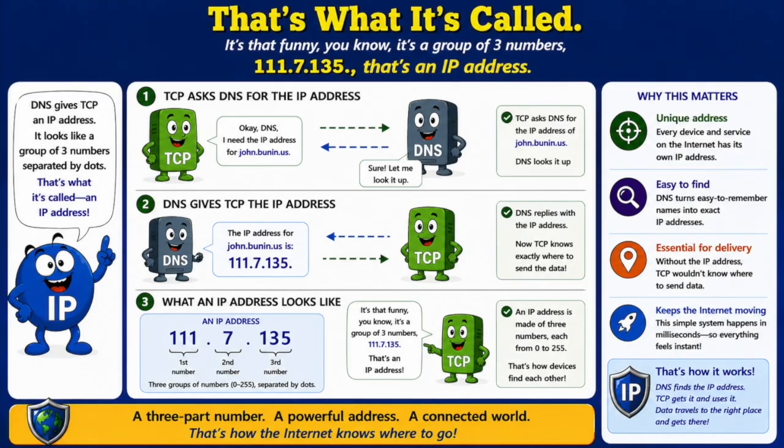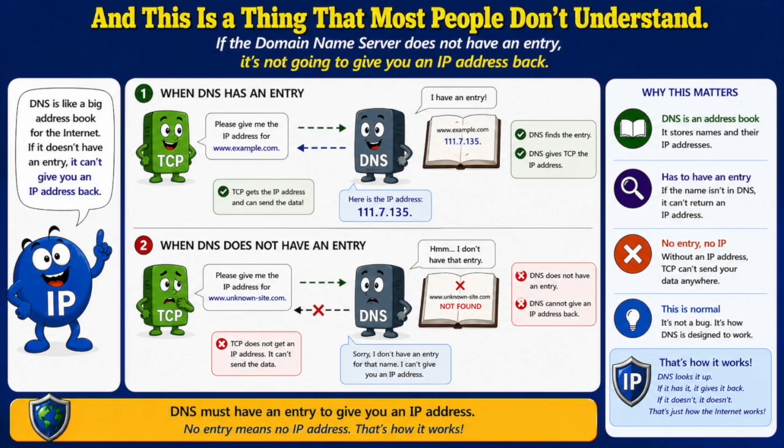That's an IP address. Here is an email address, john@buno.us. His IP address is blip. TCP says fine, gets it, and then the domain name server, and this is something most people don't understand. If the domain name server does not have an entry, it's not going to give you an IP address back.